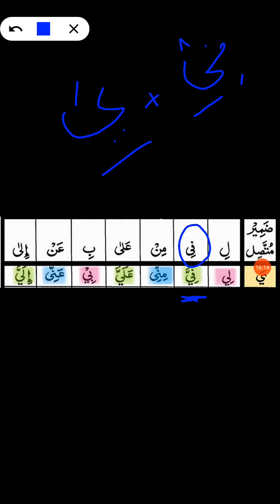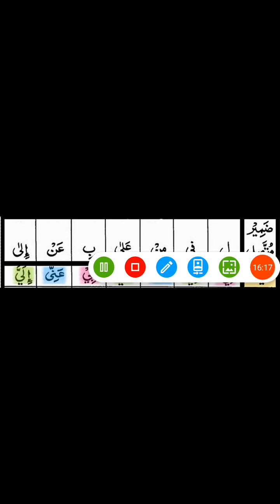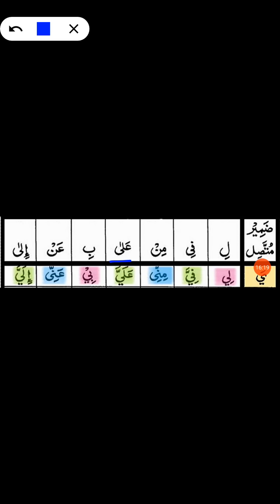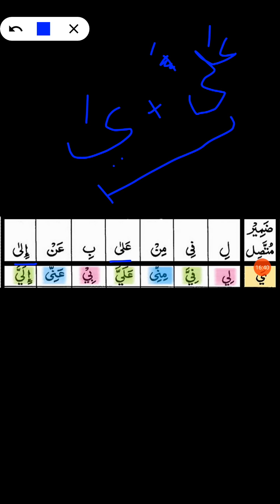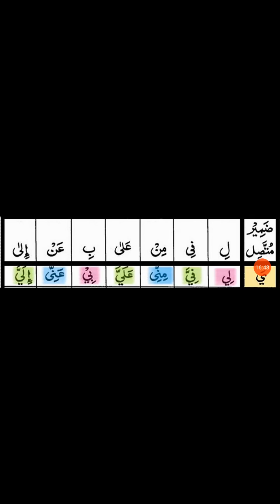Same thing happens here with Alaa and ila. So what happens is that you have Alaa, and I told you before that if you want to join it with the next word, you replace this fatha with a regular fatha. So these two yas fuse together, and it becomes alayya. Similarly, ilayya.